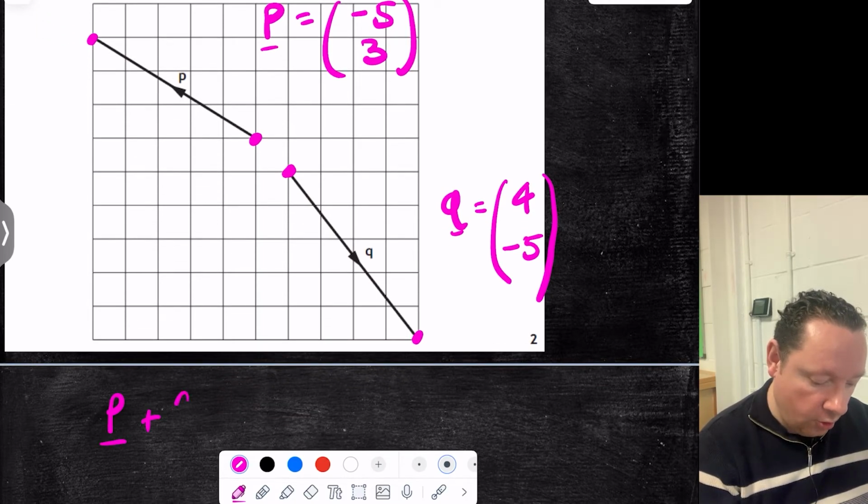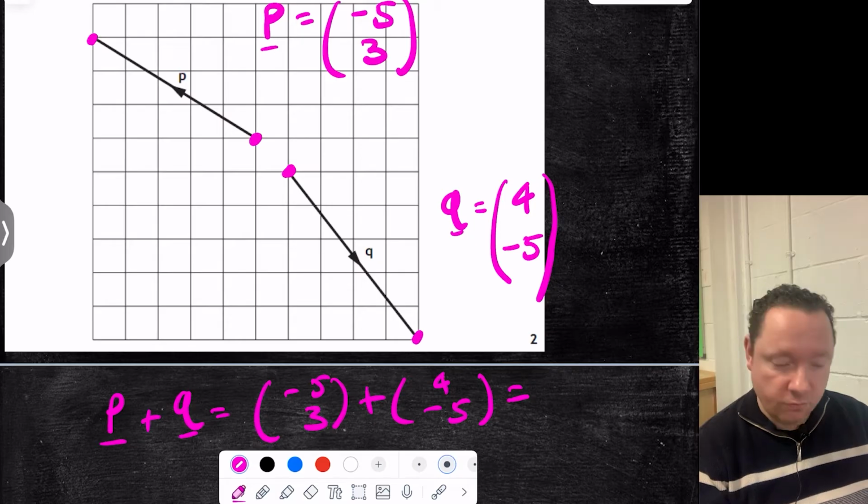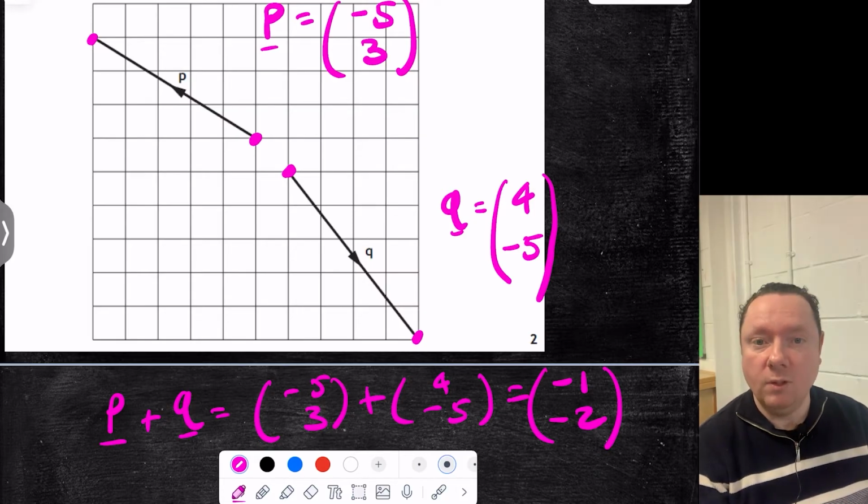P plus Q is equal to (minus 5, 3) plus (4, minus 5). Add in the top, minus 5 plus 4 is minus 1. Add in the bottom, 3 plus minus 5 is minus 2. We get (minus 1, minus 2), and we're done there.